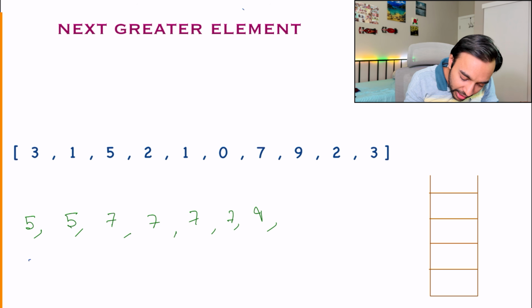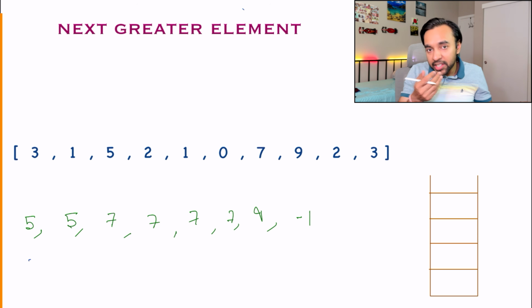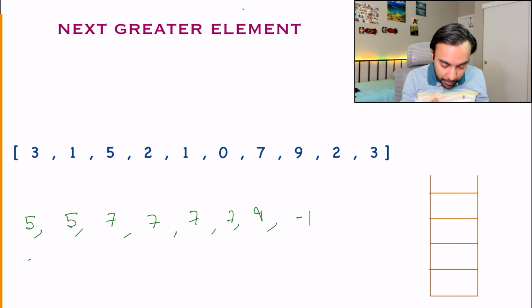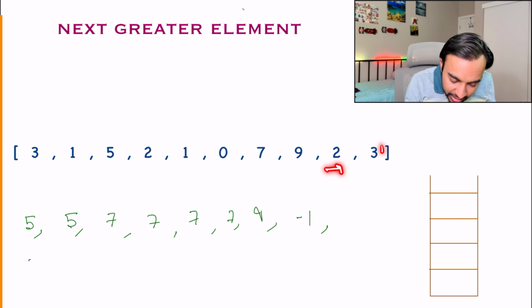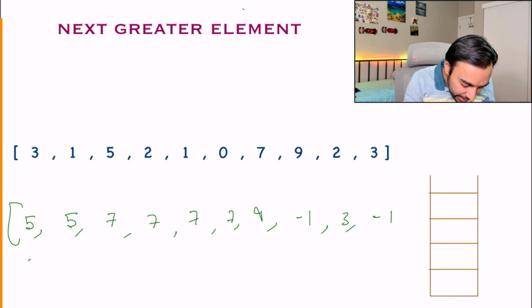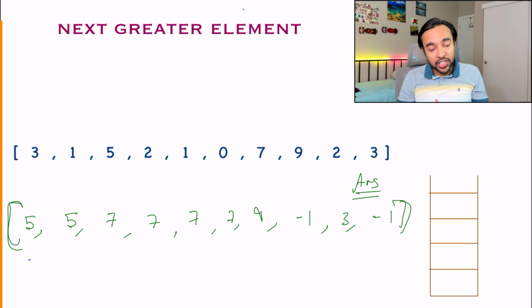That means I can write down a -1 over here. It just depends upon the problem you are solving. For 2, I have the next greater element as 3. And for 3, I don't have anything, so I can write down a -1 over here. This is the answer that I'm expecting. But how do you reach here?